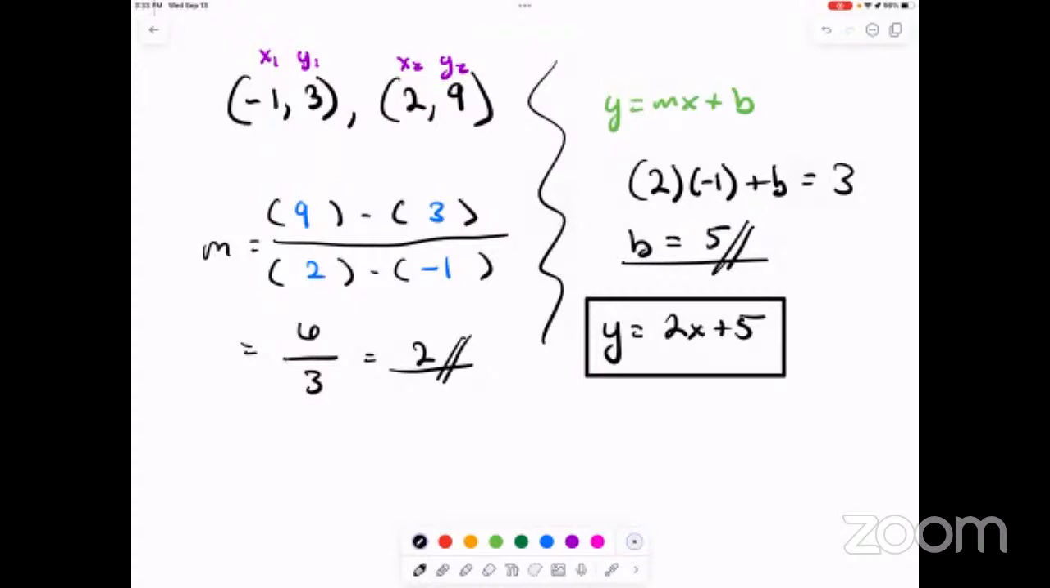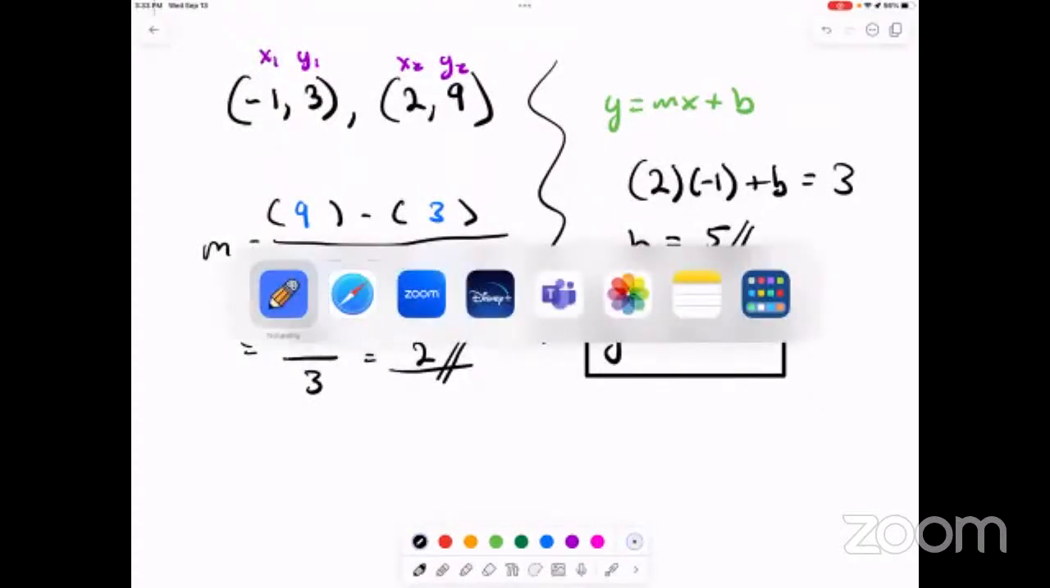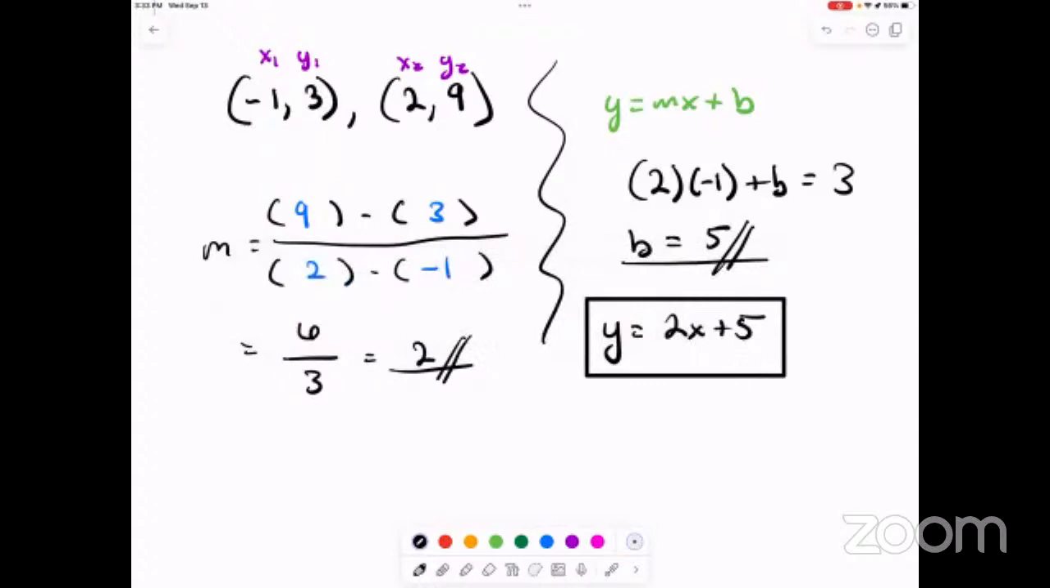Let's see. So let's just do a quick check. When x is -1, we get 3. That checks out. When x is 2, 5 plus 4 is 9. Right? So this is a line that passes through both of those points. So then what we're going to do is hop back. We got 2x plus 5.